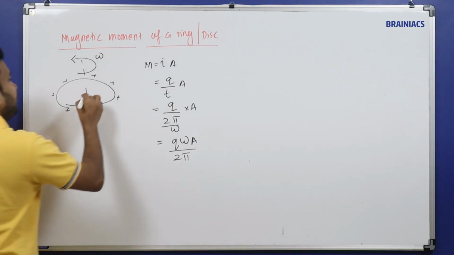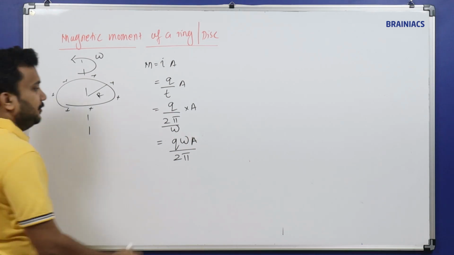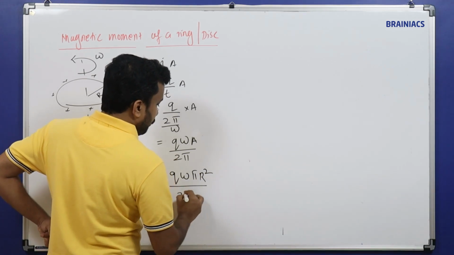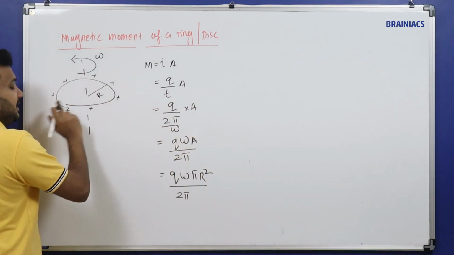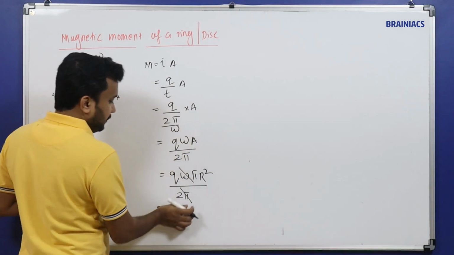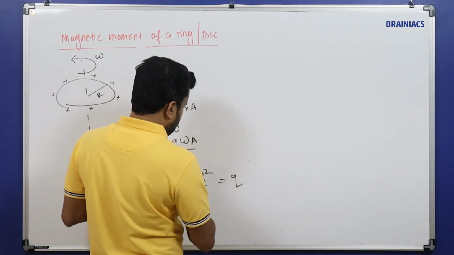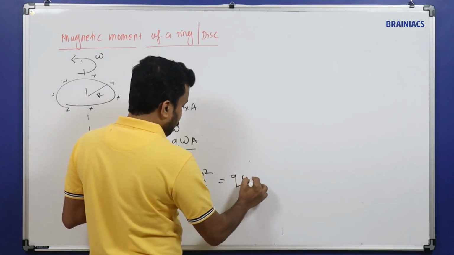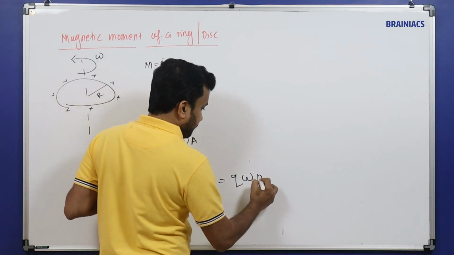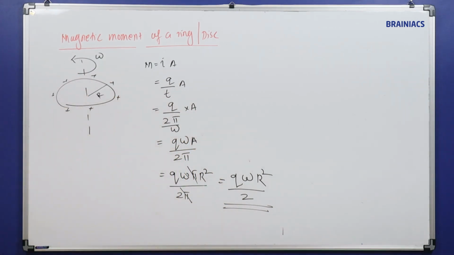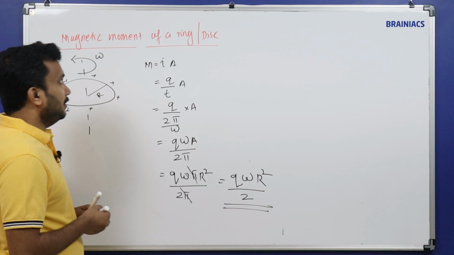If the circle has a radius R, we can substitute: Q omega pi R square divided by 2 pi. Pi R square is the area, so pi and pi cancel. What we get is Q into omega R square divided by 2. So this is the magnetic moment of a ring or disc.